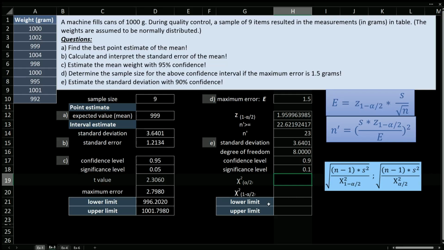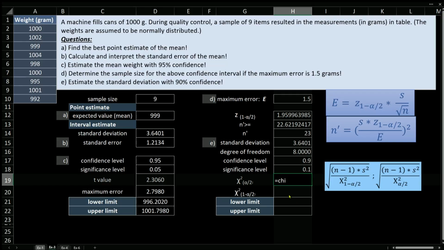Now, to find the lower limit and upper limit for confidence interval for S, standard deviation, we need chi-squared alpha over 2, chi-squared 1 minus alpha over 2, and in these two lower limit and upper limit, we can see that all terms are similar. In denominator, just we have two chi-squareds. And for sure, the largest one should appear in the lower limit. So first we find chi-squared alpha over 2, which is the smallest number between chi-squared alpha over 2 and chi-squared 1 minus alpha over 2.